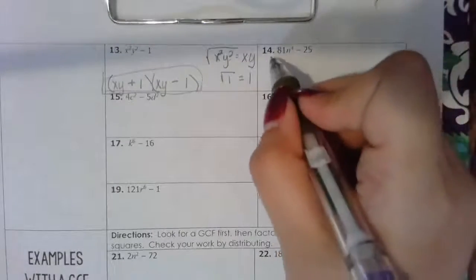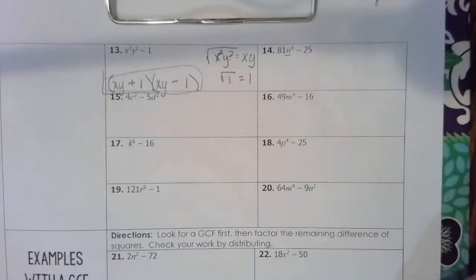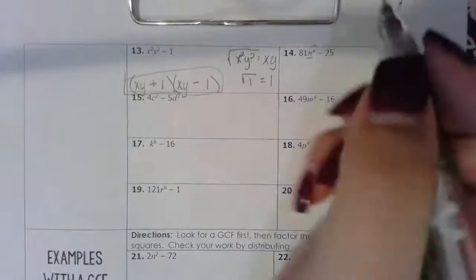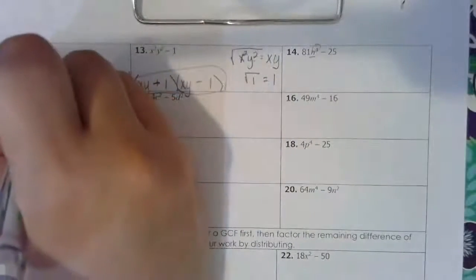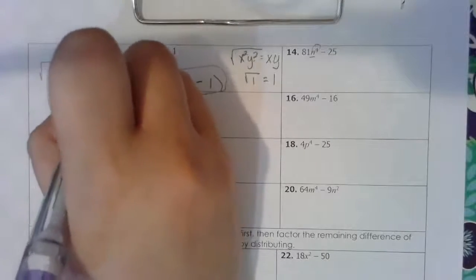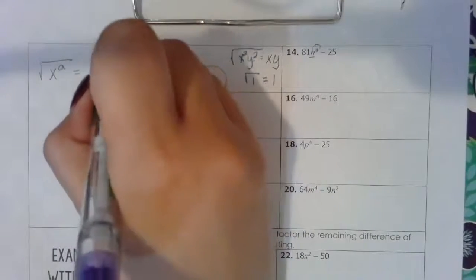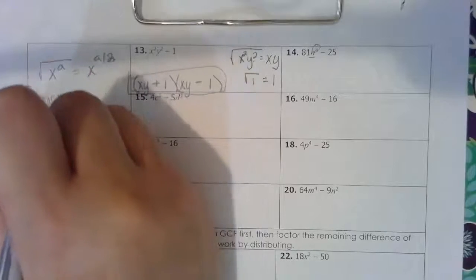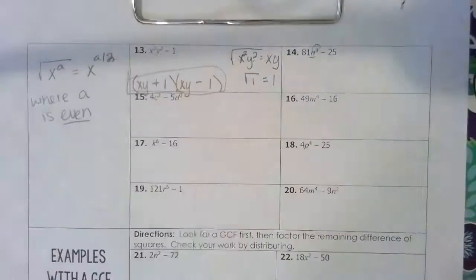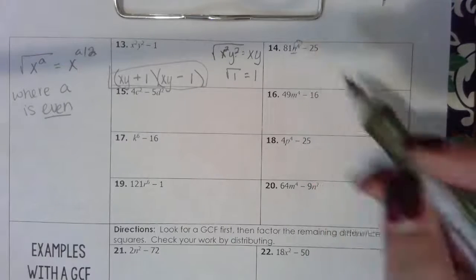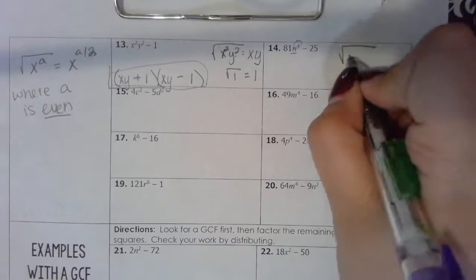Alright. On number 14, notice we have n to the 4th, and we're still to an even power. So if we have the square root of x to the a, then that is x to the a divided by 2, not divided by b. But this is only the case if a is even. Since a is even, in this case our a is 4, and 4 is even, so we can still take the square root of that.